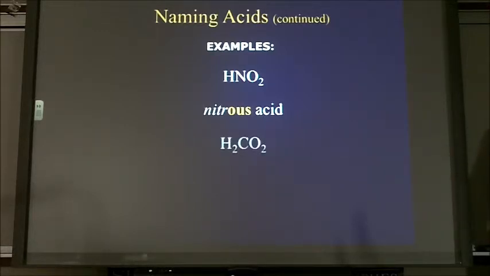Here's another one. What's this called? Carbonous. Very good. It ends in ite, so if it ends in ite, drop the ite and put ous.